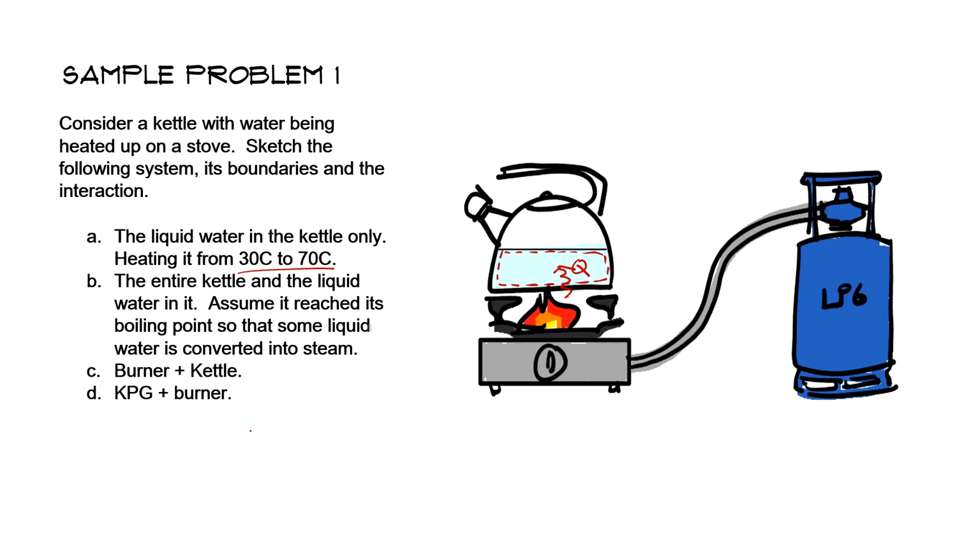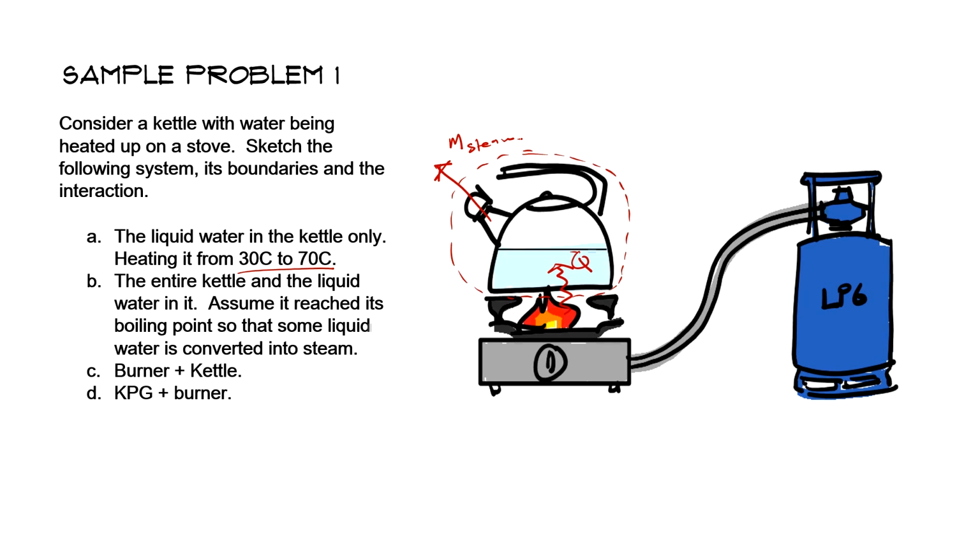And then for letter B, the entire kettle and the liquid water in it. That means we need to consider all this. So here's our system. And then assume that it reaches boiling point, so that some liquid water is converted into steam. Again, we still have this heat input. And then we have here some steam that goes out. So let's say mass of steam. So that's the answer for that.